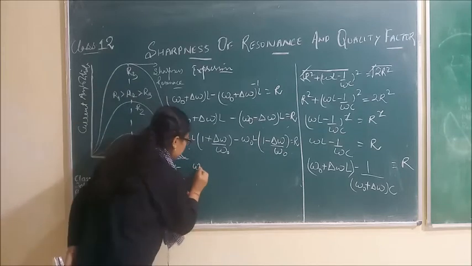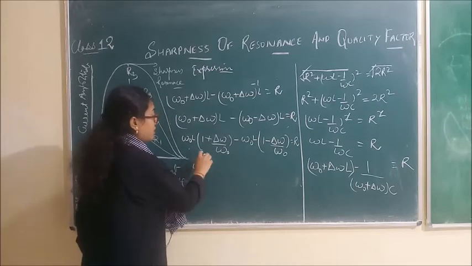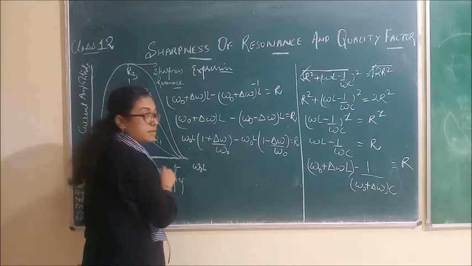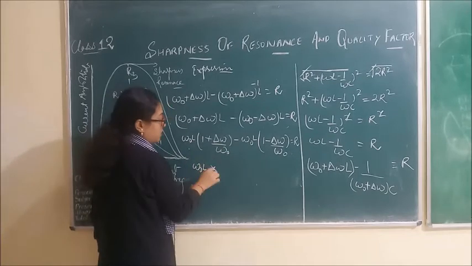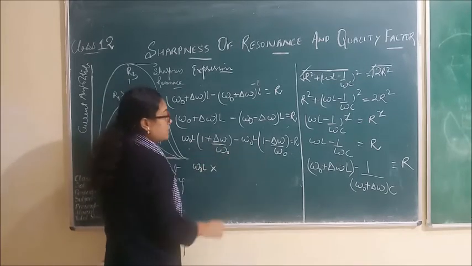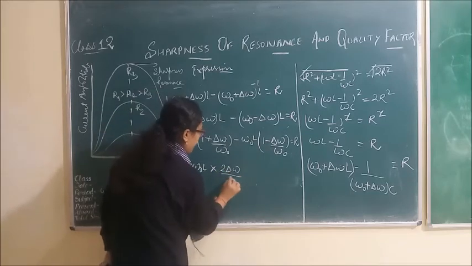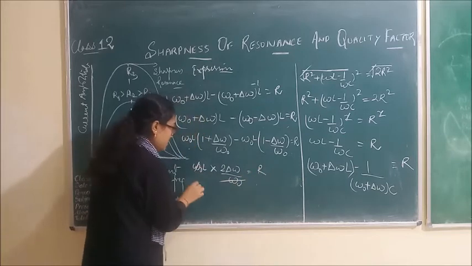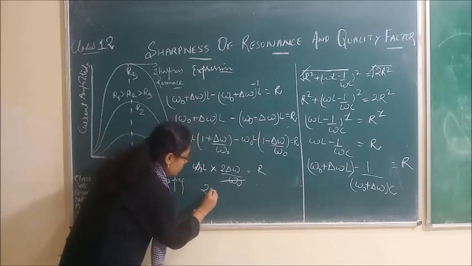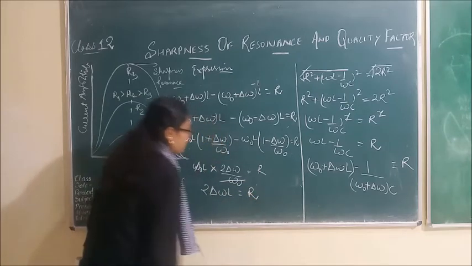ओमेगा नॉट एल। इसको ओपन करोगे तो कितना हो जाएगा? ये पूरा कॉमन ले लिया मैंने। ठीक है, पूरा कॉमन ले लिया है। Now what will be the value? This 1 1 will cancel out and this will be 2 del omega by omega naught is equals to R. कैंसिल हो जाएगा, 2 del omega L is equals to R.